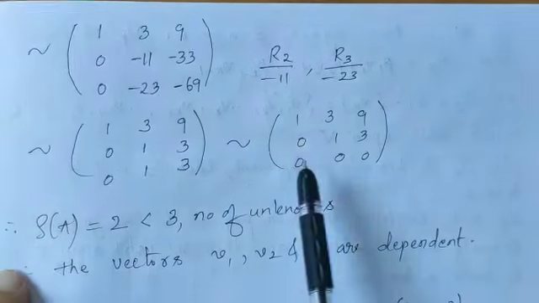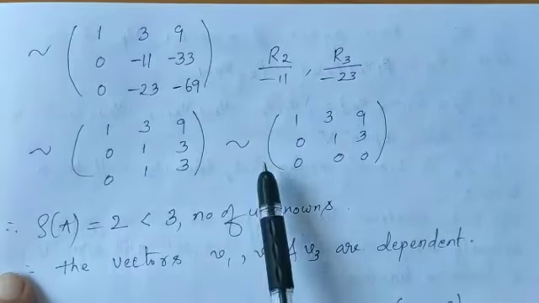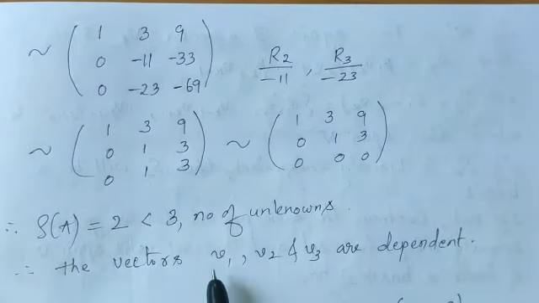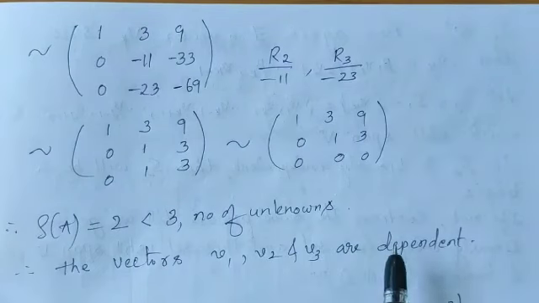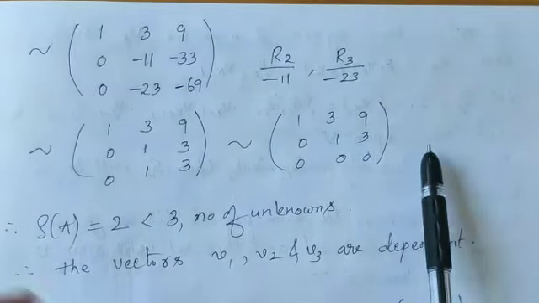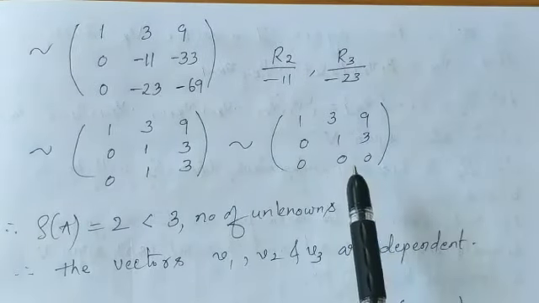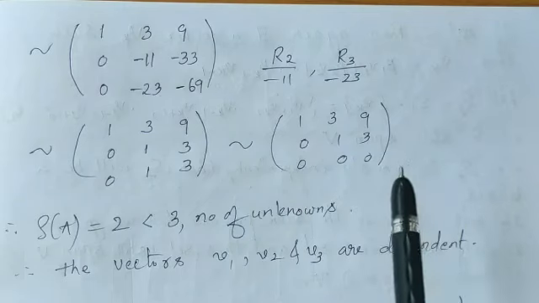So you can say, since the rank of the coefficient matrix is 2, which is less than the number of unknowns, the vectors v1, v2, v3 are dependent, not linearly independent. Otherwise we cannot reduce it to the identity matrix. If it is possible to reduce this matrix to the identity matrix, then the vectors are linearly independent.